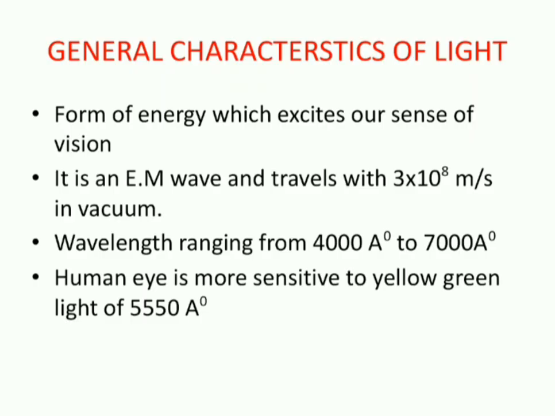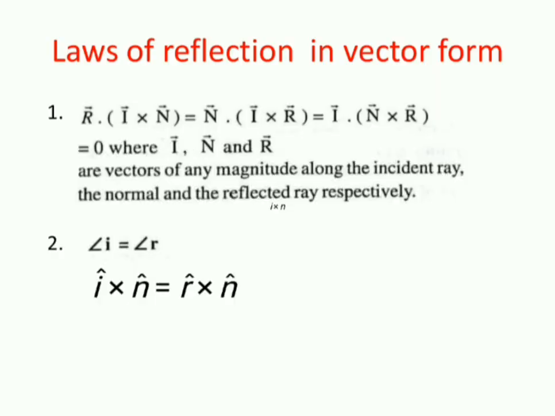We know the general characteristics of light, that it is a form of energy which excites our sense of vision. It is an electromagnetic wave which travels with 3 × 10^8 meters per second, has a wavelength ranging from 4000 to 7000 angstroms, is composed of 7 colors (VIBGYOR), and the human eye is most sensitive to yellow-green light, whose wavelength is 5550 angstroms.